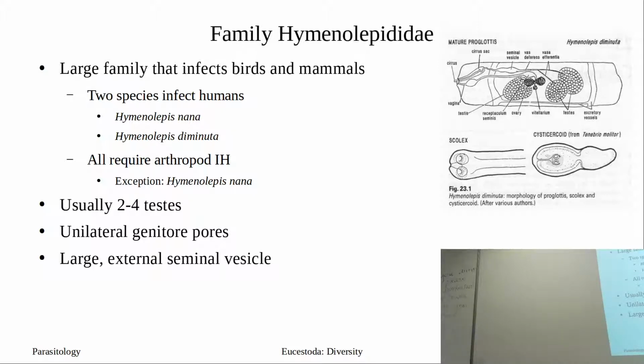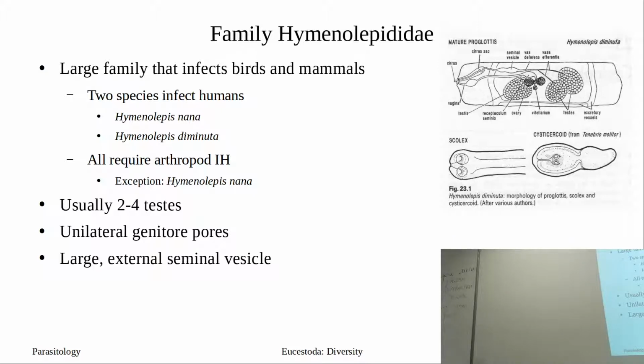Those were assigned before I knew we were talking about it, or I ultimately decided, hey, let's just talk about it because we do have a slide. And this life cycle is pretty darn interesting. So 2 species that infect humans are Hymenolepis nana and Hymenolepis diminuta. It's notable that all members of this family require an arthropod intermediate host, except Hymenolepis nana, which is the one we're going to focus on.